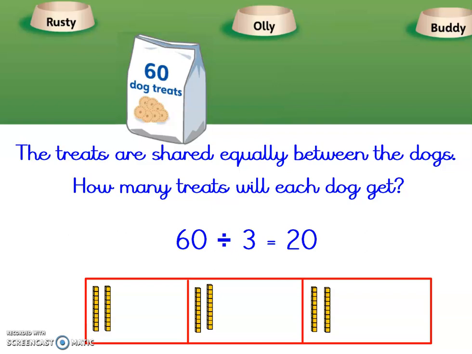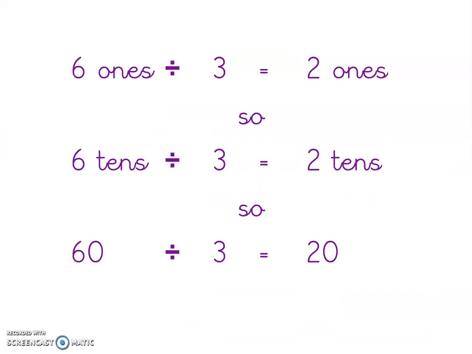That number family that I was talking about earlier on is starting to show. 6 ones divided by 3 equals 2 ones. And we can use that knowledge to find out 6 tens divided by 3 equals 2 tens. So 60 divided by 3 equals 20. We could even say 6 hundreds divided by 3 equals 2 hundreds. So 600 divided by 3 equals 200. And the pattern will go on and on and on.